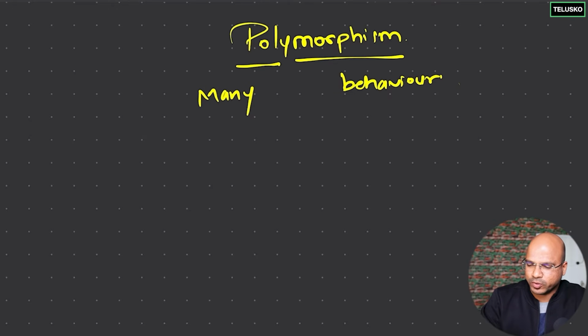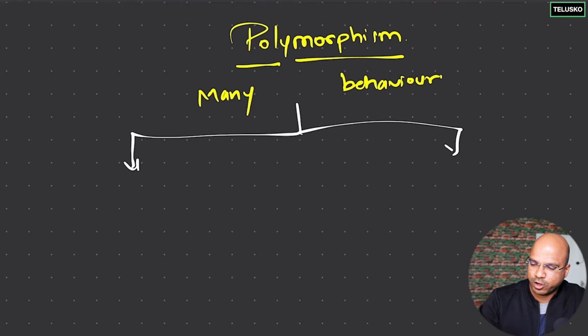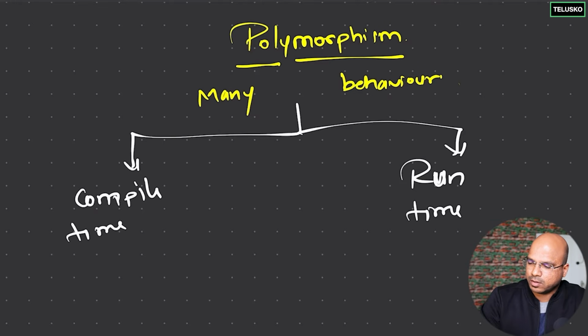But before we go into the implementation, let's talk about its types. There are two types of polymorphism. One is called compile time polymorphism, and the second is called runtime polymorphism. Of course, they have different names. Compile time is also called early binding. Runtime polymorphism is also called late binding, but we have these two words, compile time and runtime.